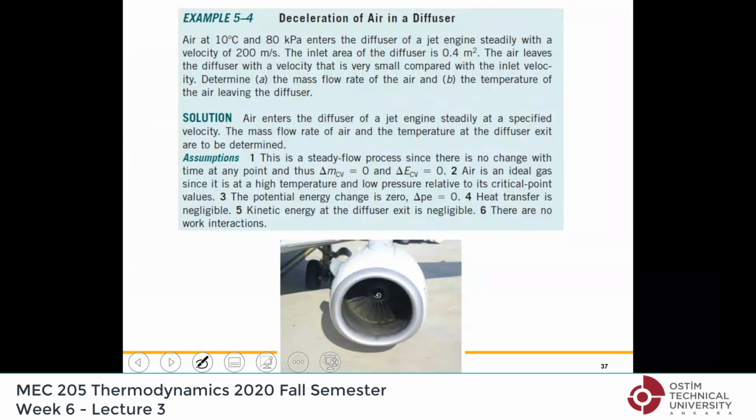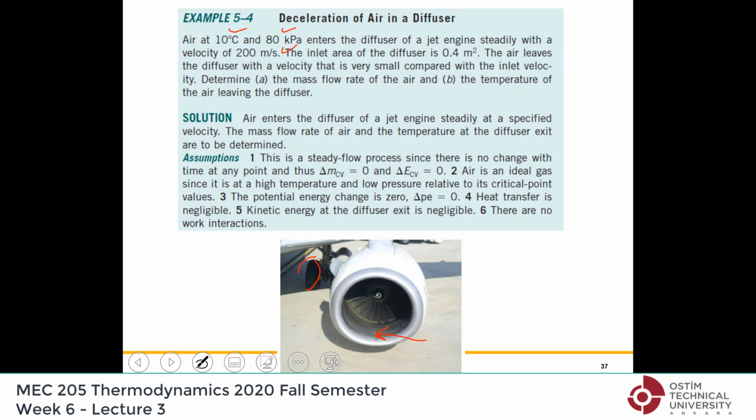Okay, now let's show it with an example. I think this is a picture that I took myself. This is the diffuser of a jet engine. And this is the airplane. You can see the wheels there. Now air at 10 degrees C and 80 kilopascal, high elevation, obviously. At sea level, it will be about 100. Enters a diffuser of a jet engine steadily with a velocity of 200 meters per second.